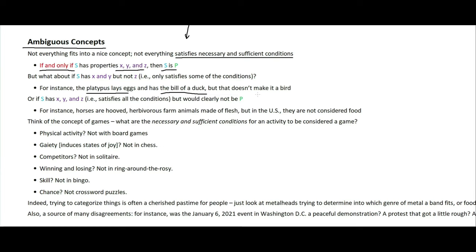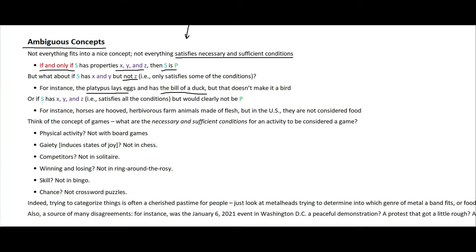And so our concepts of bird and mammal are somewhat ambiguous because the concept of mammal contains this condition that it gives live birth. And so with the platypus, we see that that is not actually satisfied. And so the platypus does not satisfy Z, which might be in mammals, gives live birth. And so we see that there is this ambiguity here.